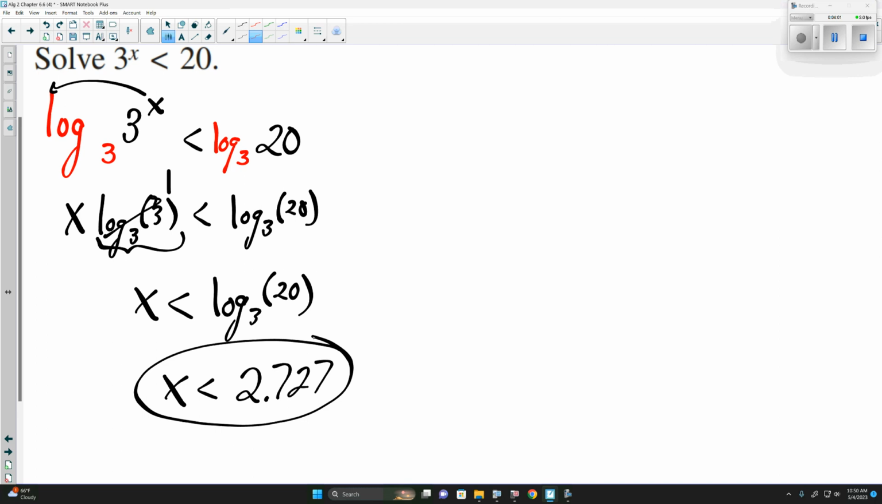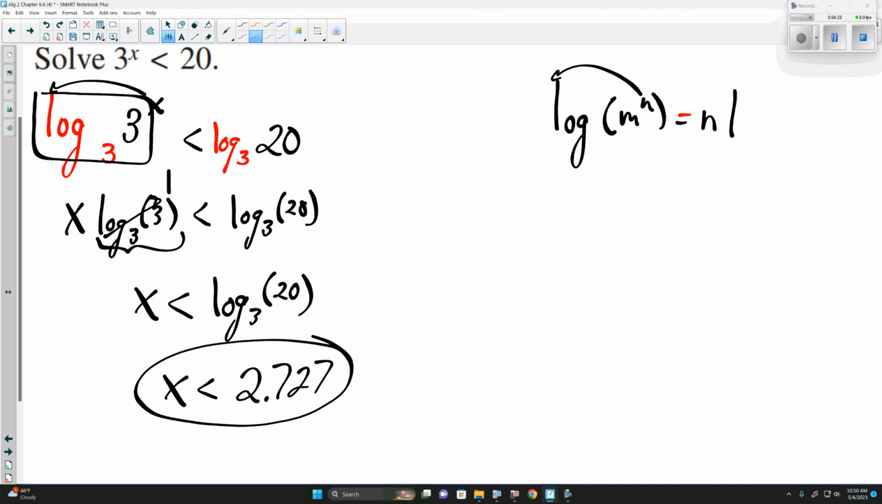So the main thing with this here is the base, because log base 3 of 3 is 1. So if it had been 4, we wouldn't use log base 3. We'd be using log base 4, because it would simplify out. And one of the properties of logarithms is that log of m to the n is the same as n times log of m. So we can move the exponent out front. That's why we use logarithms.